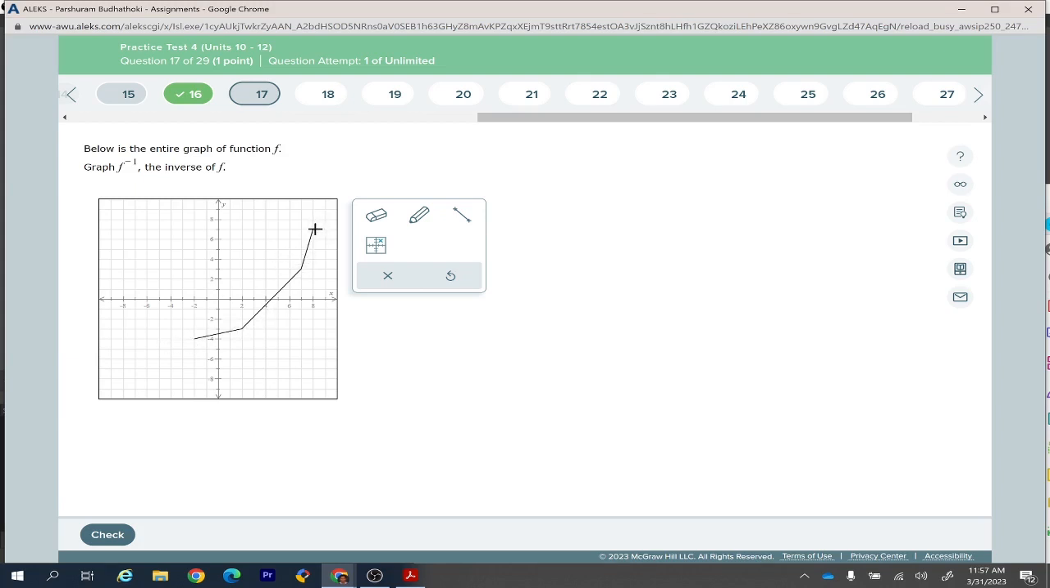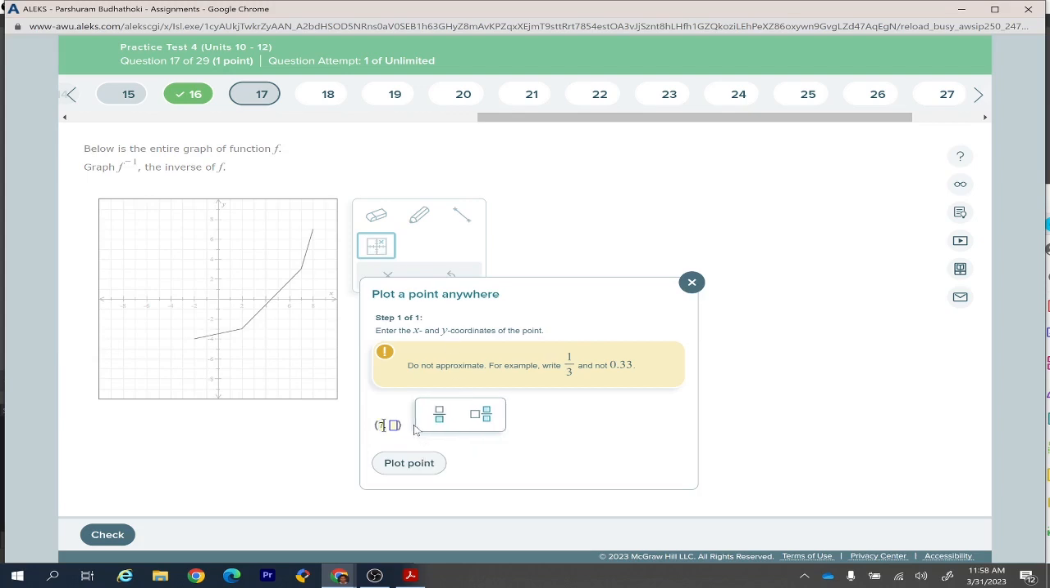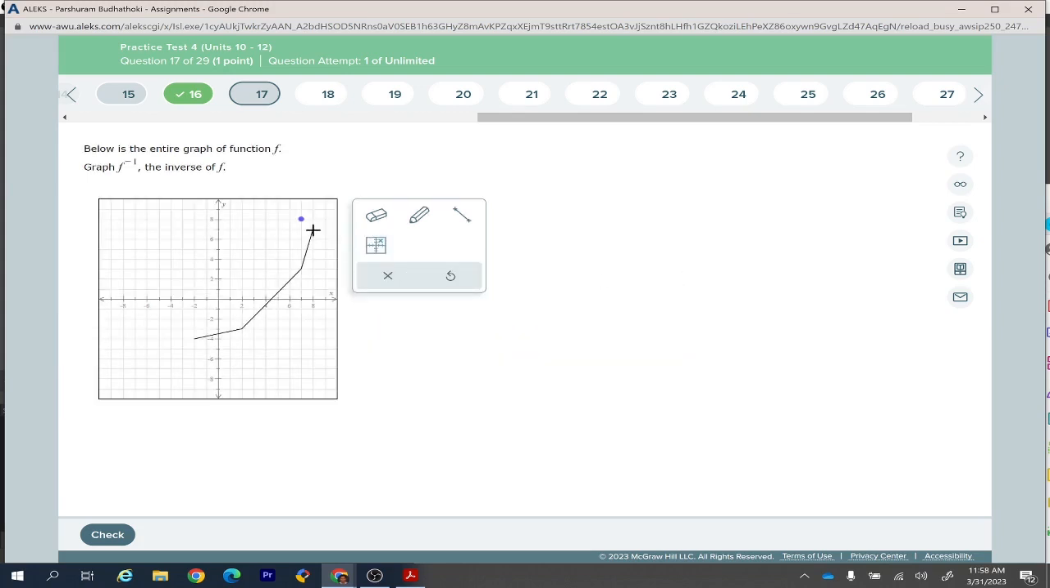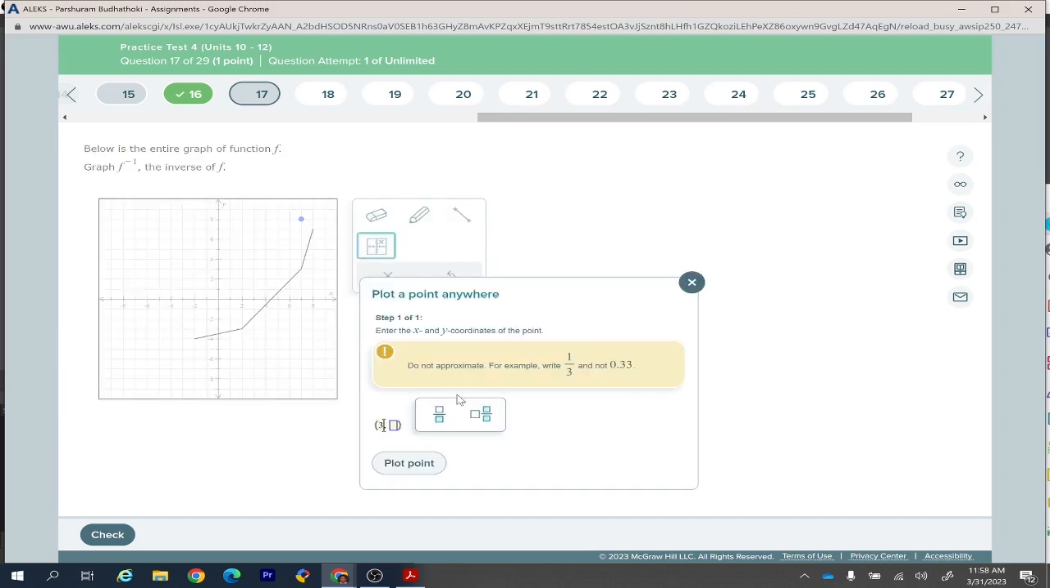So the inverse of this point, which is 8 comma 7, is 7 comma 8. So I'm going to plot 7 comma 8. Do you see that? So the inverse of this 8 comma 7, if you switch the x and y coordinates, becomes 7 comma 8. Now go to this point, which is 7 comma 3, that becomes 3 comma 7. Now go to this point, which is positive 2 comma -3, that becomes -3 comma positive 2.